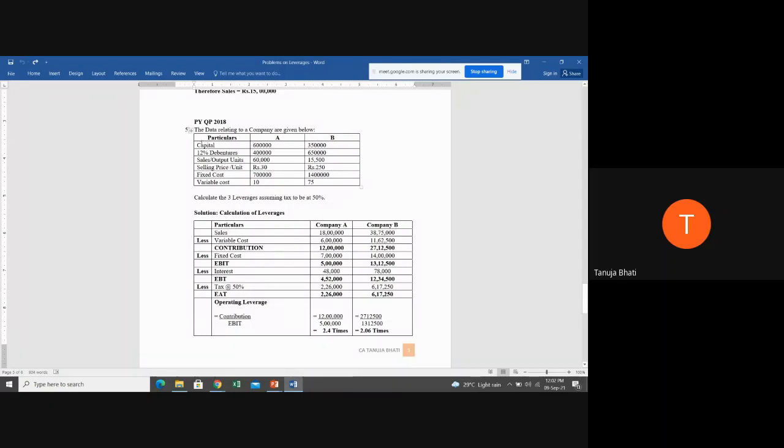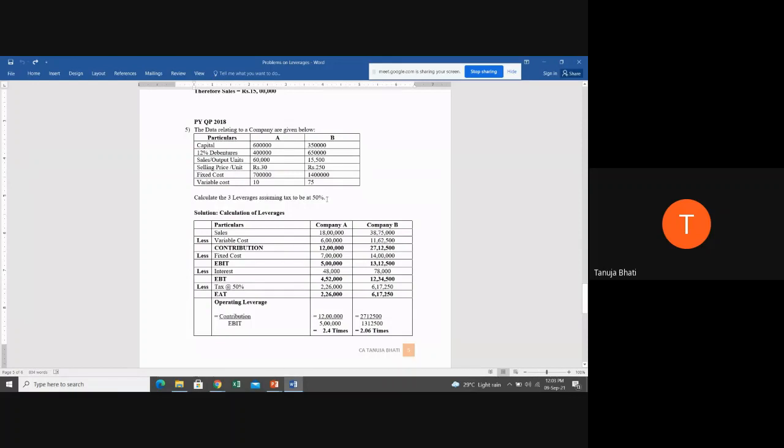So your capital is given for A and B, 6 lakh and 3 lakh 50. 12% debentures. When I say 12% debentures, it means interest to the debenture holders is 12% on 4 lakh rupees for A and on 6 lakh 50 for B. Sales is given: 60,000 units for A, 15,500 for B. Selling price per unit 30 and 250 is given. Fixed cost 7 lakh and 14 lakhs is given. Variable cost 10 per unit for A and 75 per unit for B is given. Calculate the three leverages assuming tax to be at 50%.